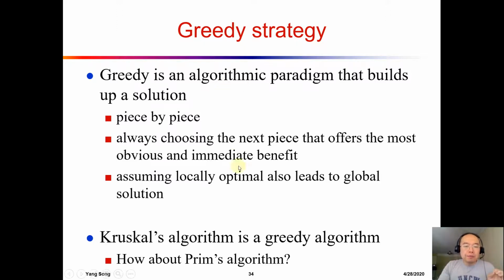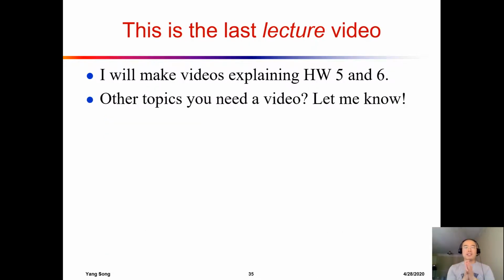So the point is, the Kruskal algorithm is a greedy algorithm. Okay, so the task for you is to go back and take a look at Prim's algorithm and tell me, is Prim's algorithm also a greedy algorithm or not? Okay, you are going to see this question in the quiz too, so definitely take a look at Prim's algorithm.